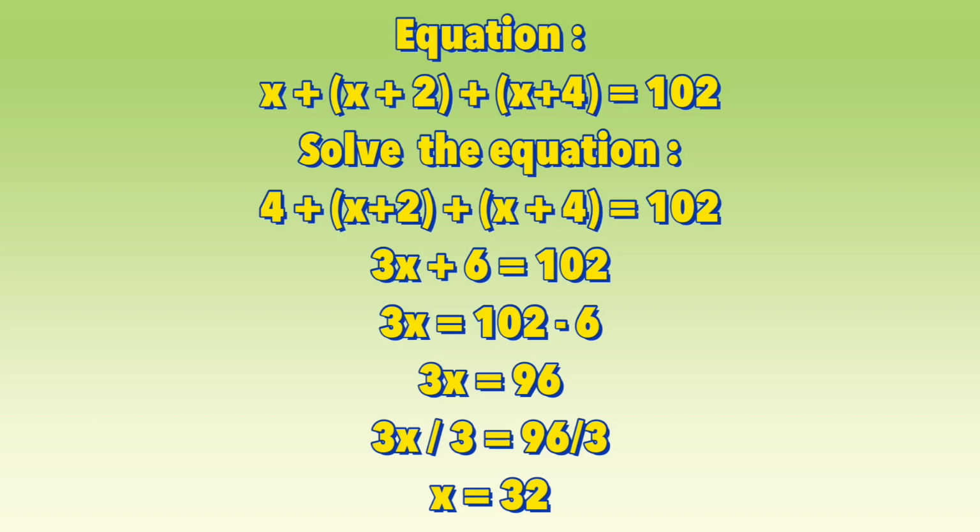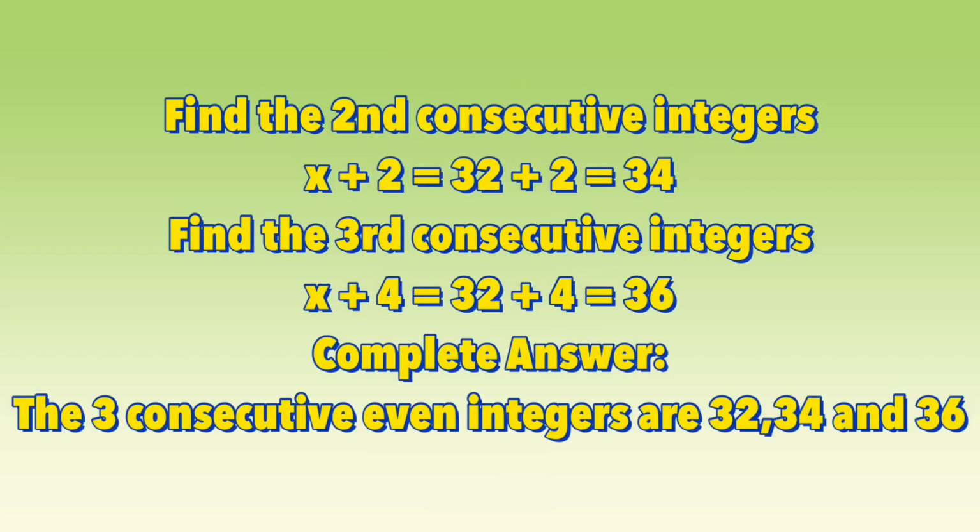Then we have to solve for x by dividing both sides by 3. So 3x divided by 3 equals x, and 96 divided by 3 equals 32. So to find the second consecutive even integer, our next step: x plus 2, since the value of x is 32, plus 2 equals 34.